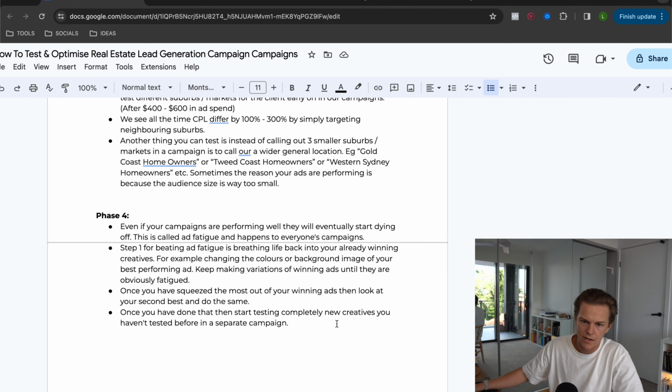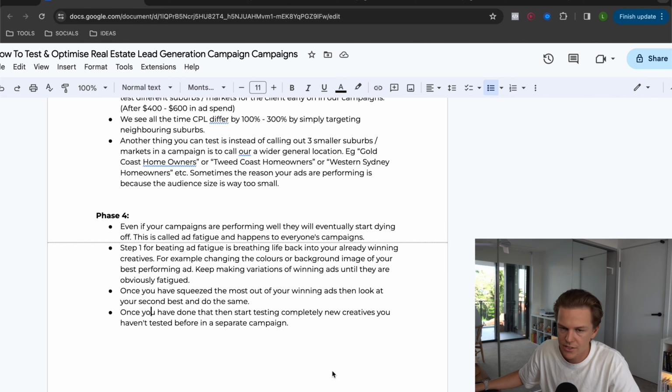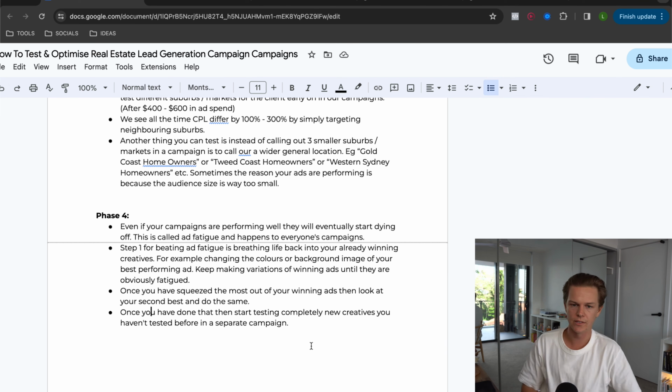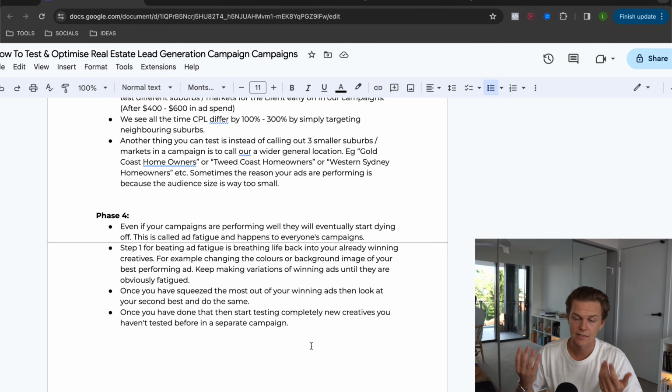Once you've done that, then start testing completely new creatives that you haven't tested before in a separate campaign. So after we've exhausted everything, and this will happen at different stages for different people in different markets, once you've exhausted all of that, then you just need to start completely innovating.